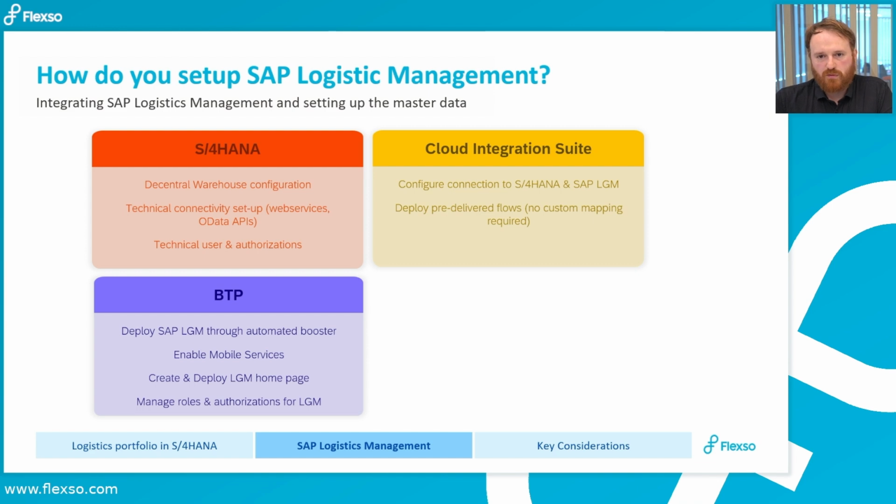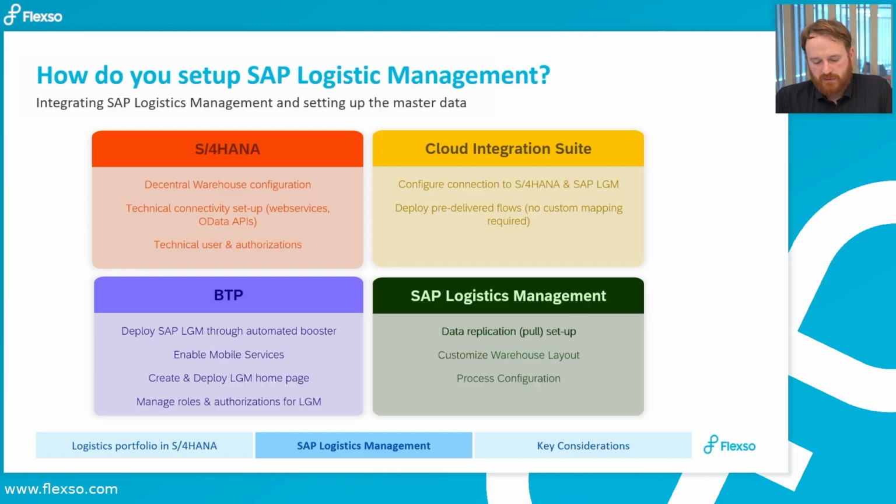On the business technology platform, you can deploy logistics management quite simply by using an automated booster and doing some extra additional tasks, as in enabling mobile services for use with the mobile scanning application, creating and deploying and possibly customizing your logistics management homepage, and managing all the roles and authorizations for the users who will be using the platform.